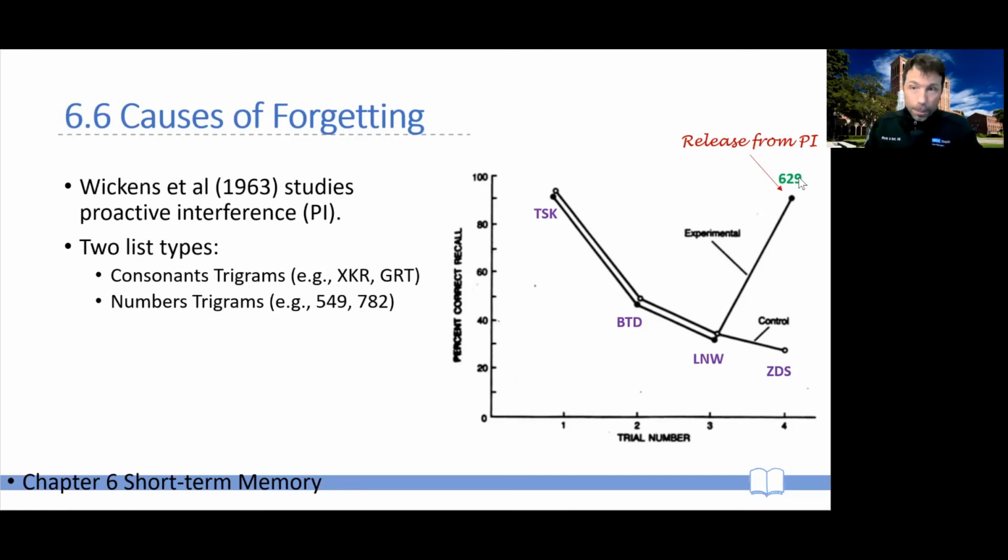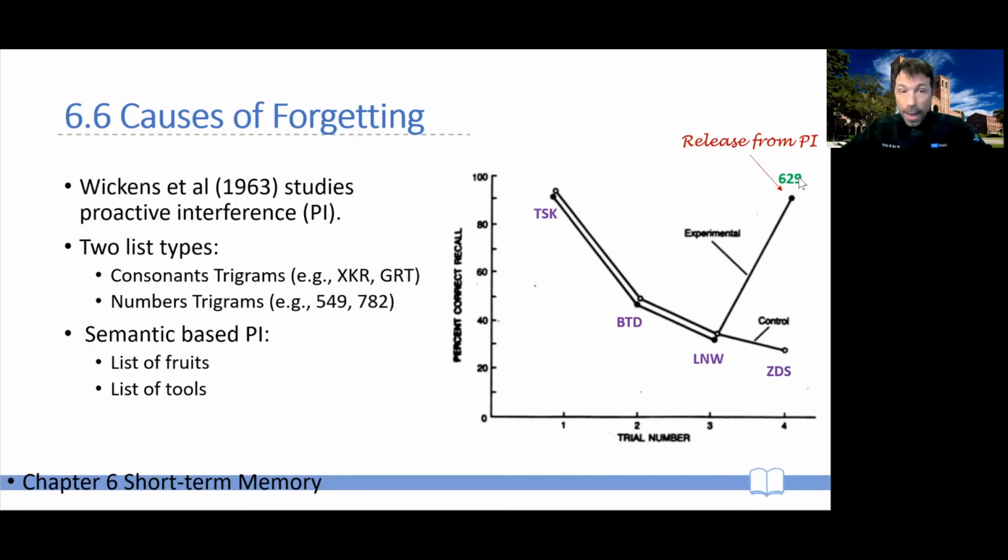Now, in further studies, it was later demonstrated that you can actually get this also with other kinds of interference. For example, semantic-based proactive interference. So you can replace these trigrams with lists of foods. So you might have a list of, let's say, fruits, okay? Three types of fruits, and you'd have to remember them, then three more types of fruits, and you'd have to remember them, et cetera, et cetera. And as you accumulate fruits, you get confused with, oh my God, was banana this time or was banana the time before? I forget now. So you're getting proactive interference.